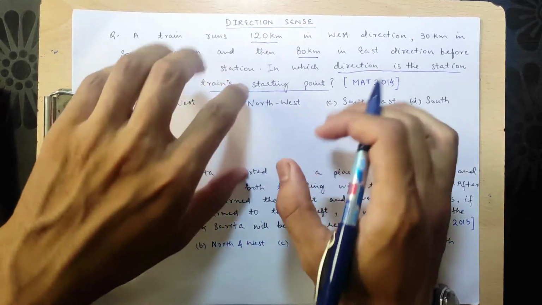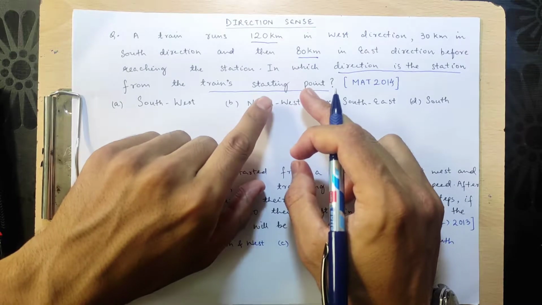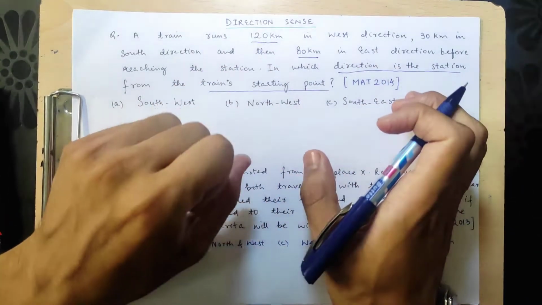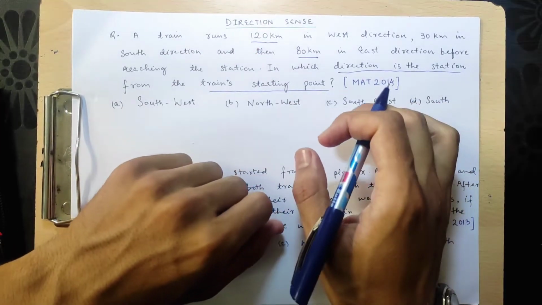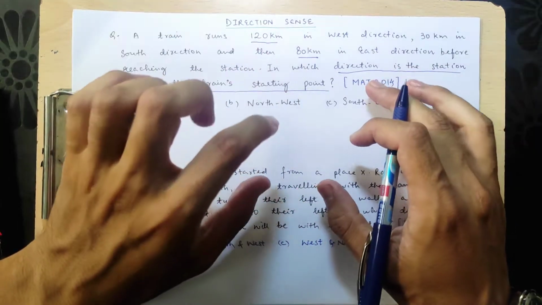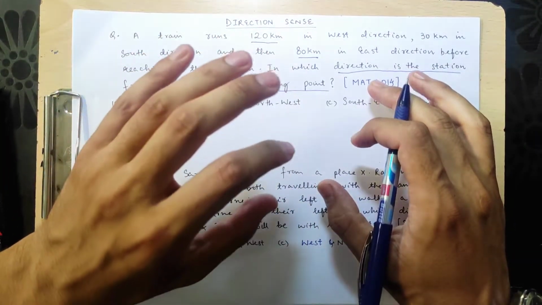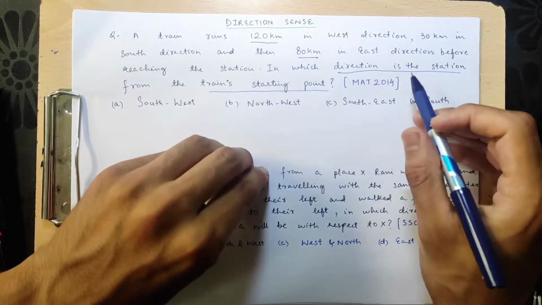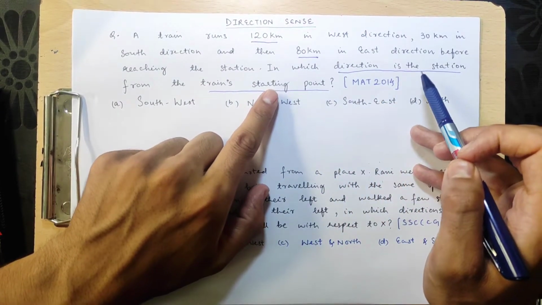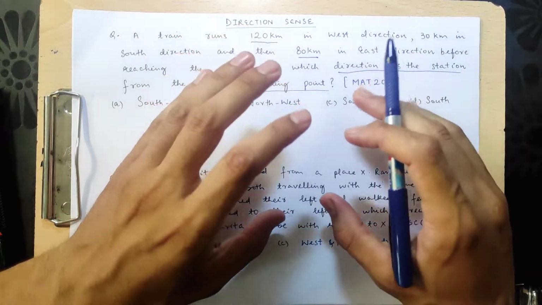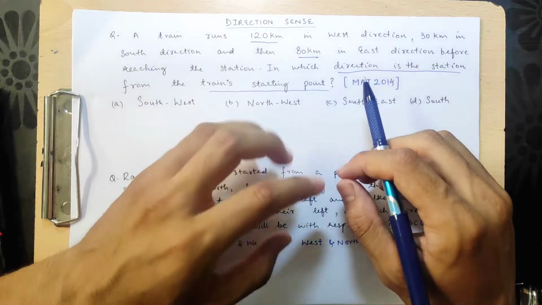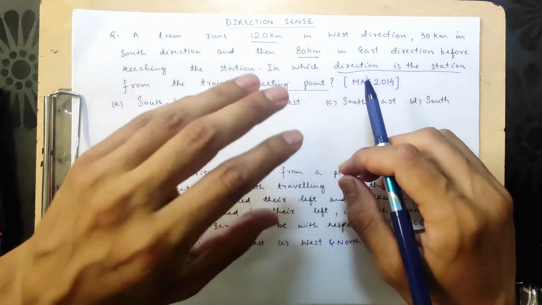Now in these types of questions, the examiner tries to find out whether the student has actually grasped all the concepts of direction sense. So this is not just a direction, the questioner is actually asking about the frame of reference. You have to see from the starting point towards the station, and judge what is the direction. That means if I have to go from the starting point to the station, in which direction will I go? So this is the question.